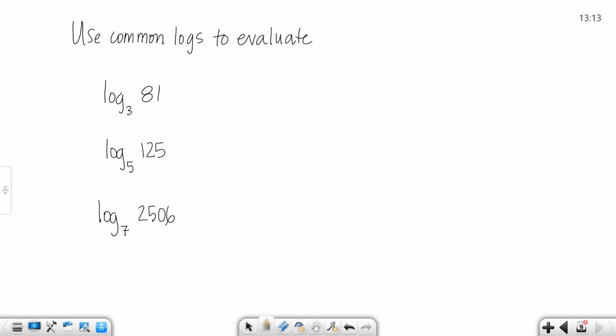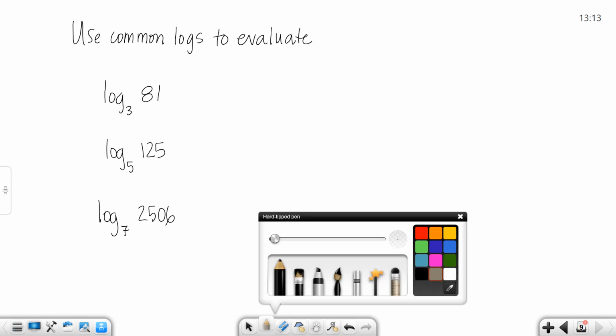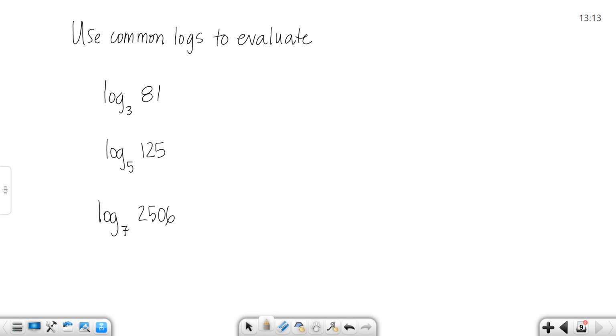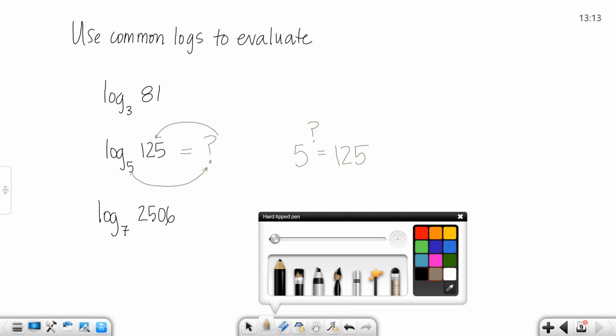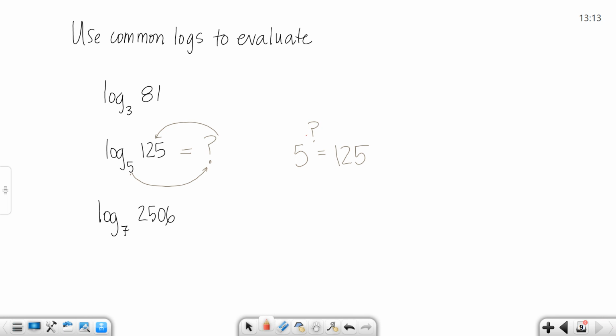Okay, so let's look at this middle one, because that's one we've done several times. Let's go the old school way for a second. If we were working this one like we've worked earlier, we said 5 to what power is 125? And we know that 5 cubed is 125. So this answer would be 3. But you can also do it on your calculator now that you know you can change your base.